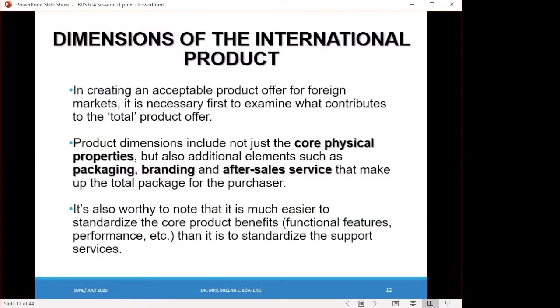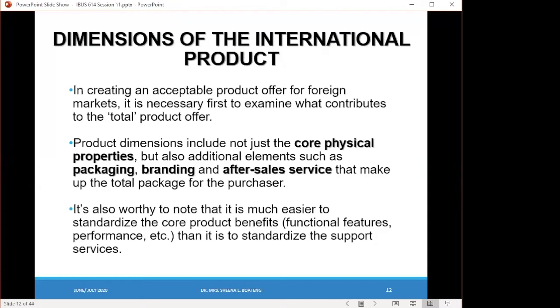So let's talk about the dimensions of the international product. In creating an acceptable product offer for foreign markets, we need to be able to examine the product in its totality. And when we talk about the product in its totality, we are referring to the fact that the product, as we see, is made up of various layers. And depending on whose conceptualization you are using, you can have anywhere from 3 to 5 layers of the product that we can peel off as marketers and either standardize or adapt the various layers to suit the customers in the foreign markets that we are looking to serve. But for our purposes, we will look at 3 main layers.